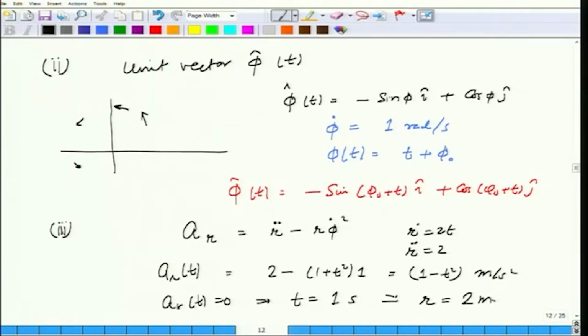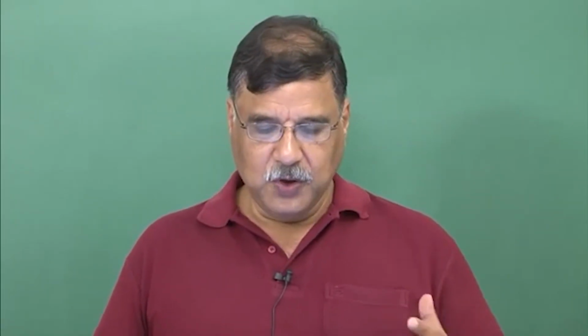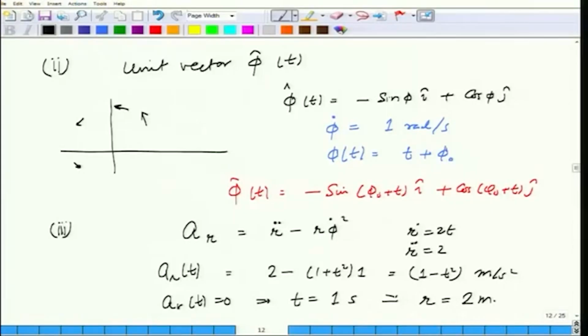That is the answer. So what we have done in this lecture is solve some illustrative problems to show how planar polar coordinates are to be used. Eventually, we do not use i and j but use these planar polar coordinates directly.